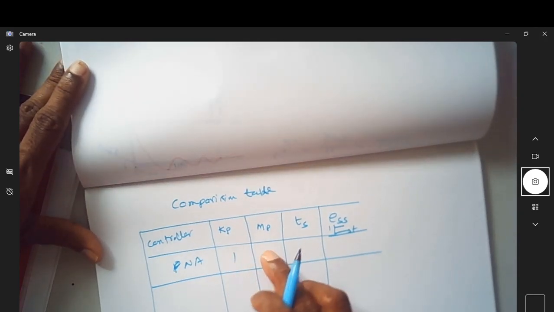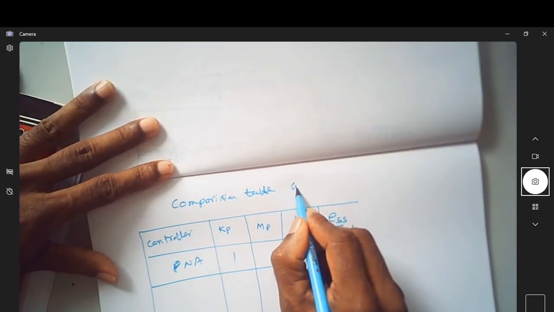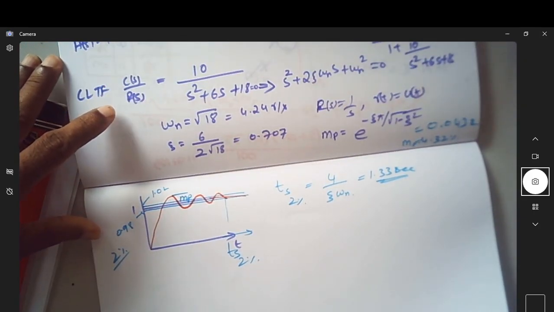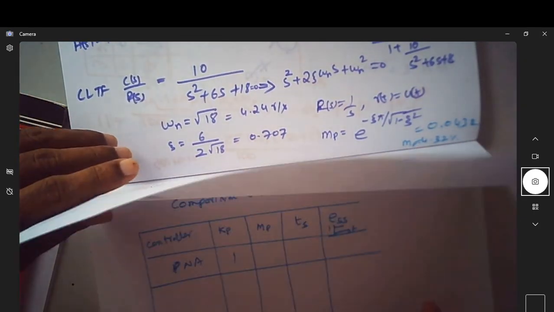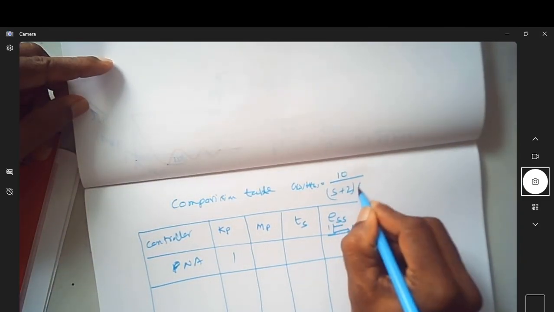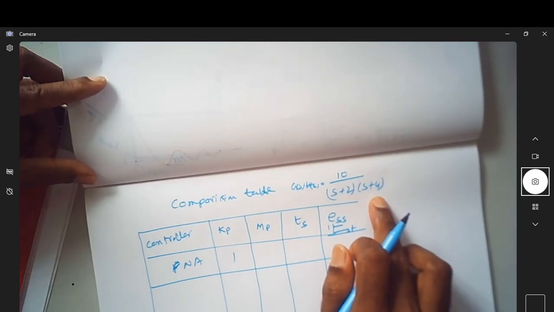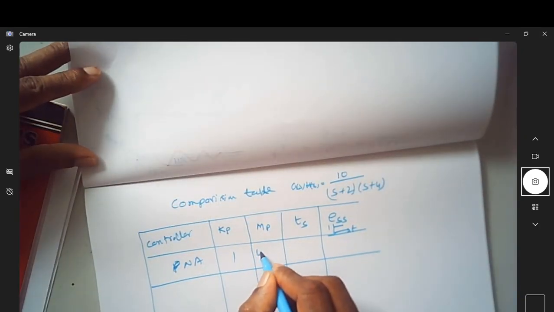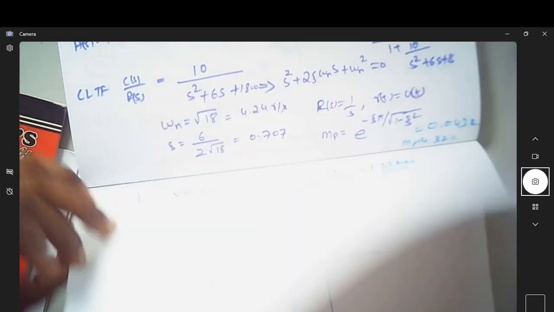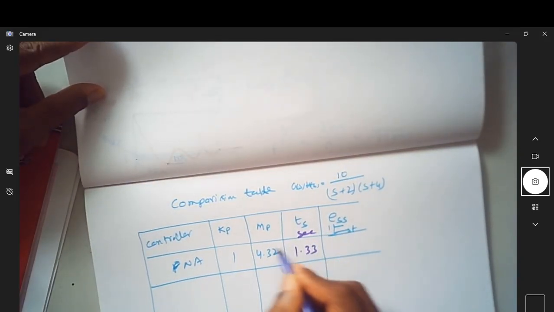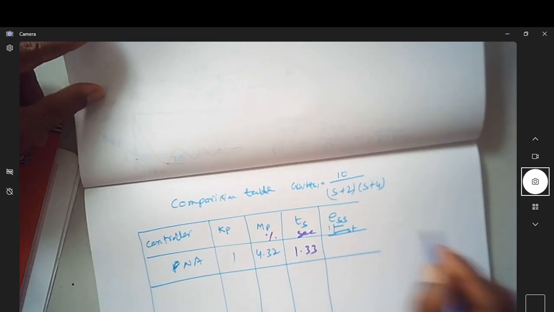Now Kp is 1, so for that Kp of 1, for G(s) into H(s), which is equal to what we have, 2 and 4, which is 10 by (s plus 2) into (s plus 4). For this particular transfer function, MP is coming out to be 4.32%, and TS is actually 1.33 second. This is in seconds, of course this is in percentage. Let us also know what is ESS.